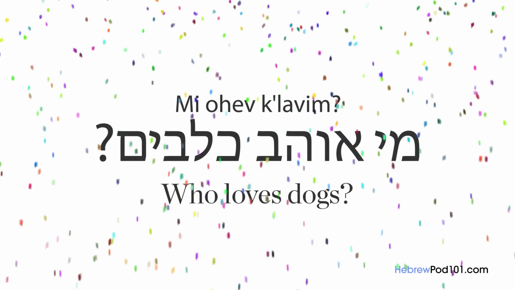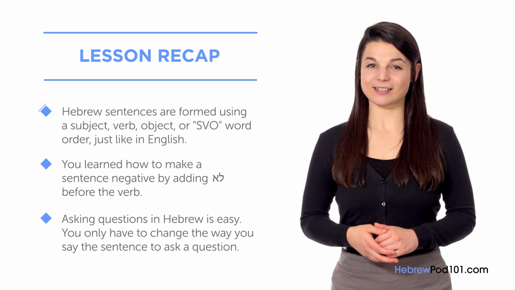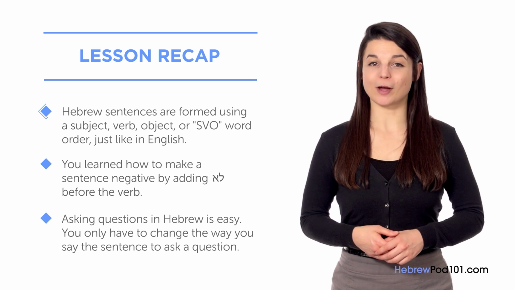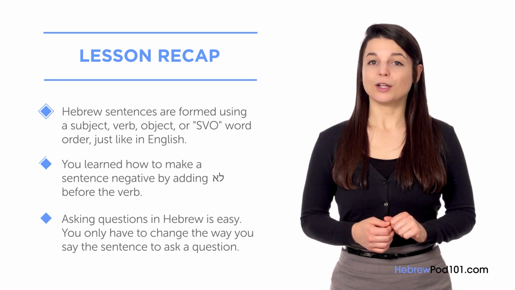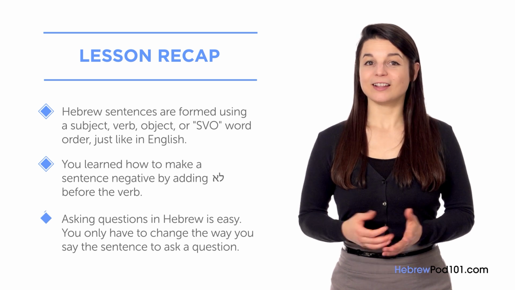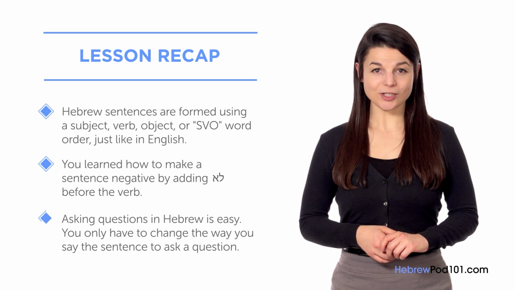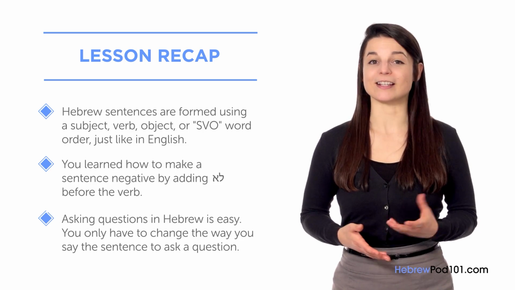Let's wrap up this lesson by recapping what we've learned. In this lesson, you learned that Hebrew sentences are formed using a subject, verb, object, or SVO word order, just like in English. Secondly, you learned how to make a sentence negative by adding one word before the verb. Lastly, you learned that asking questions in Hebrew is easy because you only have to change the way you say the sentence to ask a question.